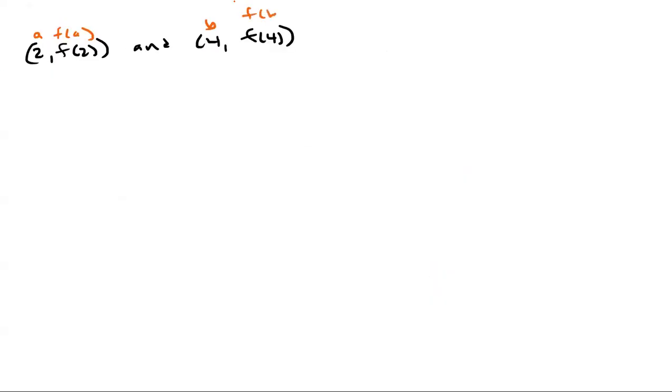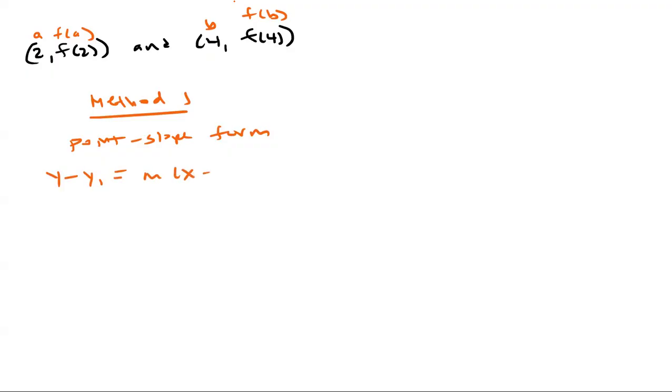So here's our f of b. All right. So, again, I'm going to show two ways. Method one is the point slope form. Okay, so that's just y minus y1 is equal to m times x minus x1. That's going to be the point slope form, and this is my preferred method. Again, it doesn't matter which one you do. In the end, you get the same answer.